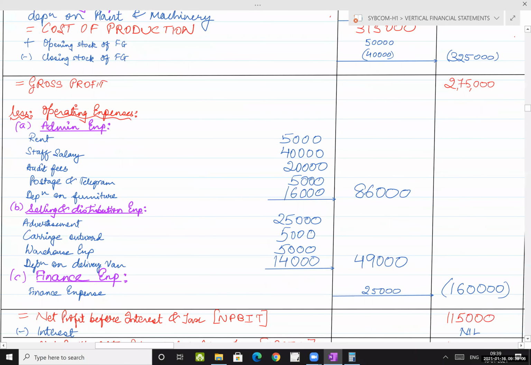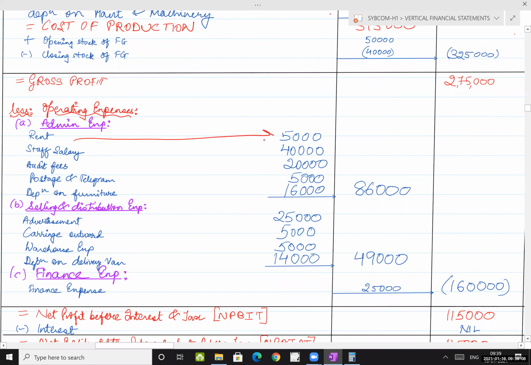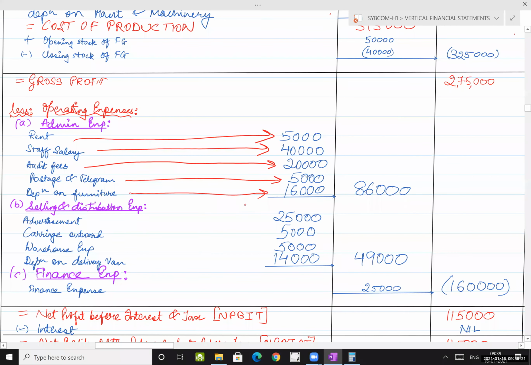Start with admin expense. First is rent 5,000, staff salary 40,000, audit fees 20,000, postage and telegram 5,000, and depreciation 16,000. Okay, this is my admin overheads.